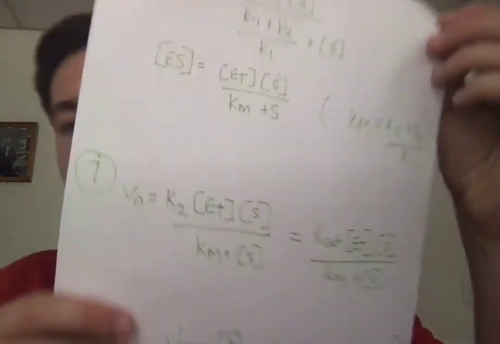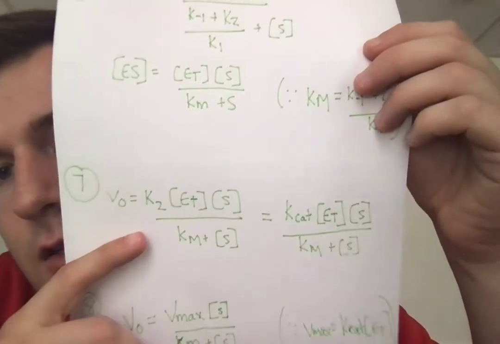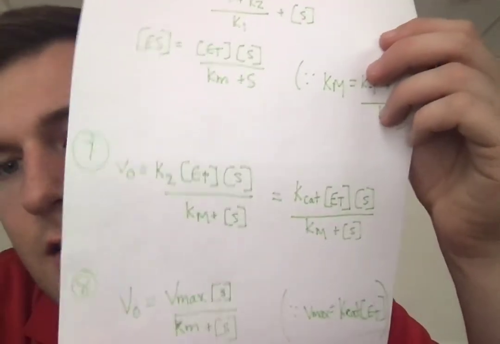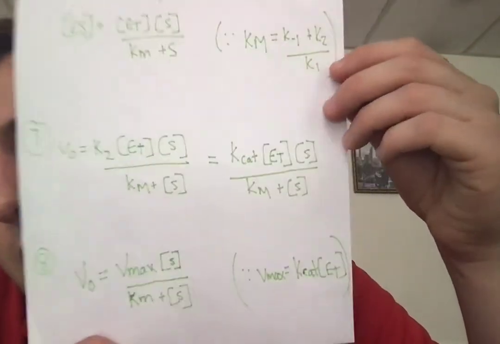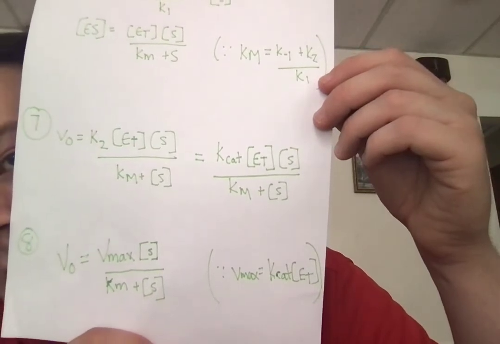K2 can also be referenced as the catalytic constant, that being Kcat, since it represents the rate constant for the reaction. And this step I have written here. V0 equals K2 times ET times S over Km plus S, which then equals Kcat times ET times S over Km plus S. Alright, and then lastly, the maximum velocity Vmax is equal to the total enzyme concentration times the catalytic constant.